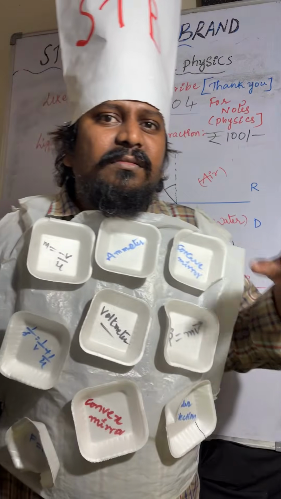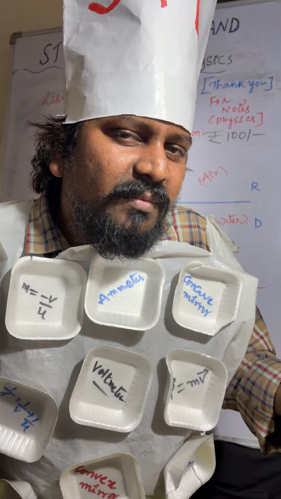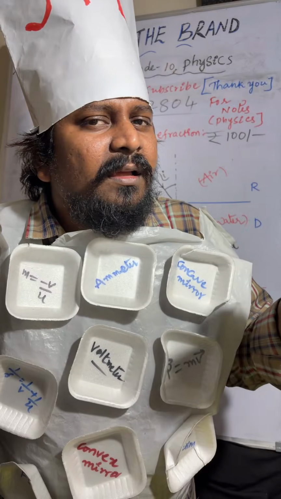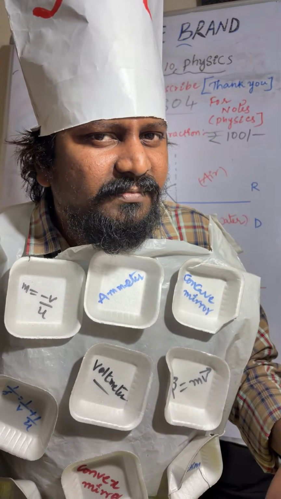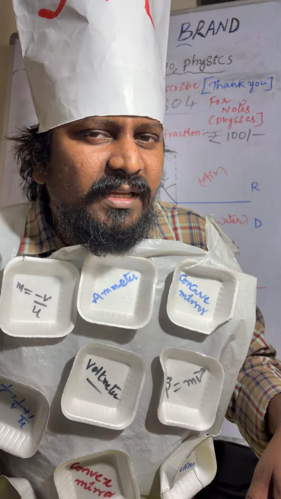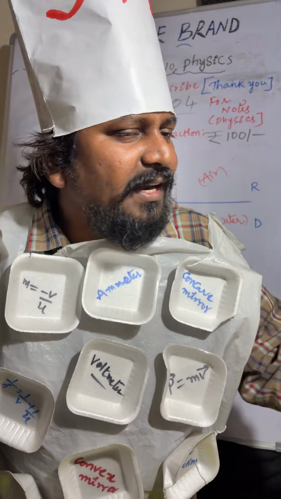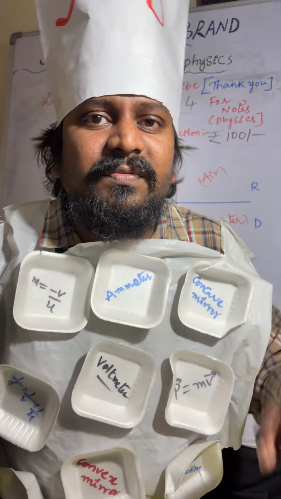So what is the refractive index? Can you tell me what the refractive index is? Refractive index is nothing but n equal to c by v: the speed of light in vacuum divided by the speed of light in the medium. This is called the absolute refractive index.